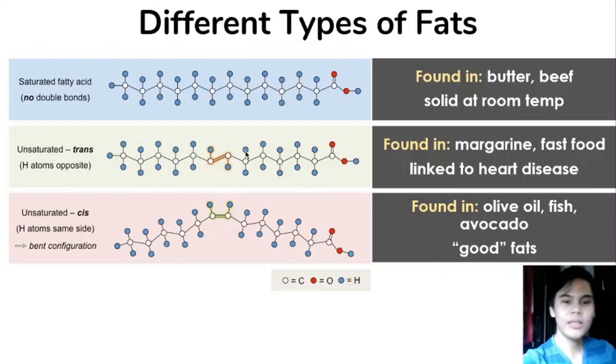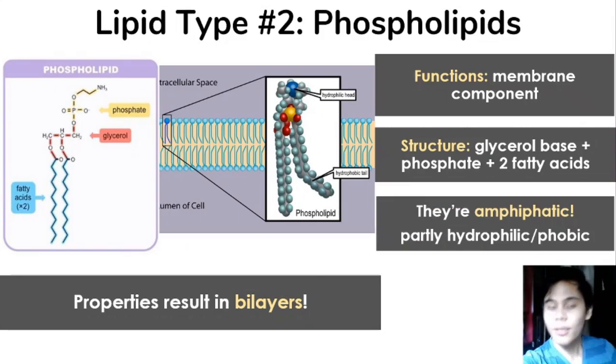Okay, so these are the three main types of fats found in your diet: your trans fats, your cis fats, and your saturated fats. So lipid type number 2 is your phospholipid, found in your cell membrane. No need to really go through that in detail because we already discussed that in cellular membranes. But its structure is basically the glycerol base, same one as in triglycerides, but instead of three fatty acid chains, one fatty acid chain is replaced with a phosphate group, making it amphipathic, or partly hydrophilic and partly hydrophobic.